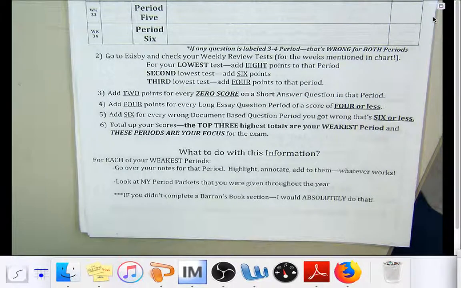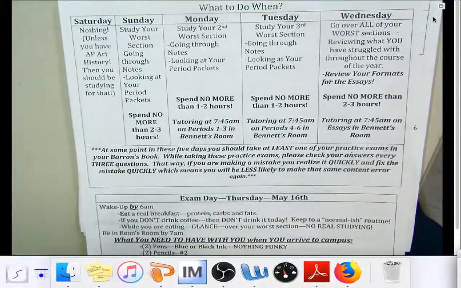If you did not finish a Barron's book section or didn't even start it, I would absolutely get that done before your AP exam. Even if it's not your weakest section, I would absolutely get that done because that content will be there somewhere. Okay, flip it over. I have planned the next 6 days of your life.